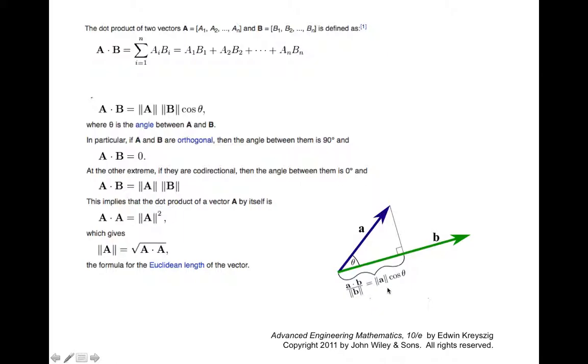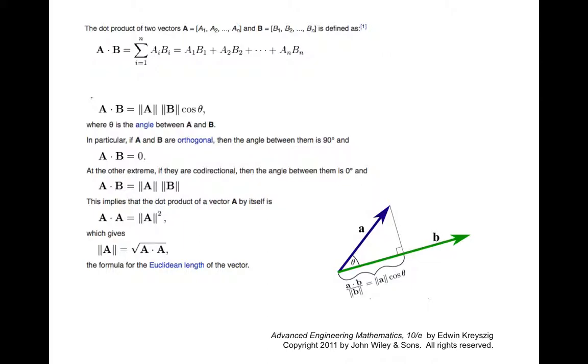The magnitude of A is also known as the Euclidean length. So that would be the square root of A dotted with A. So sometimes A dot B is viewed in this form. And we often talk about projections of one vector onto another vector because it gives us an idea of how close to or far away from orthogonal two vectors are.